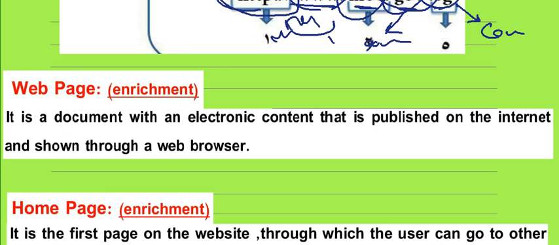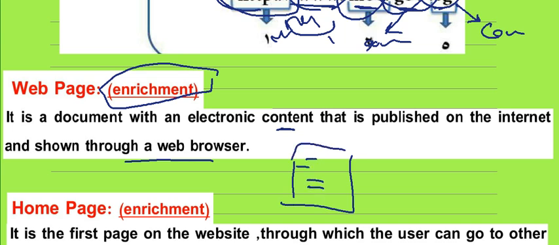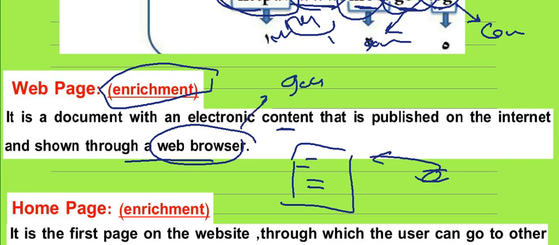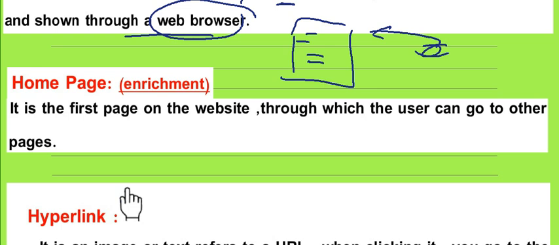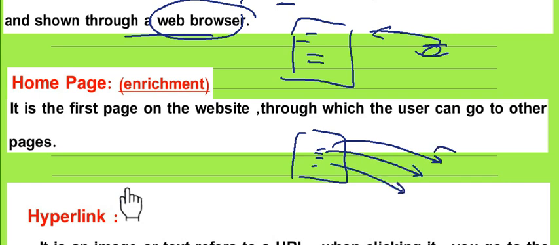Web page. It's a document with electronic content that is published on the internet and shown through a web browser. A page with electronic content. When I want to see it or browse it, I can use a web browser, and we see it such as Google Chrome or Firefox or Internet Explorer or any other. Home page is the main page of the website, and through this web page we can go to other pages of the website or enter a hyperlink.